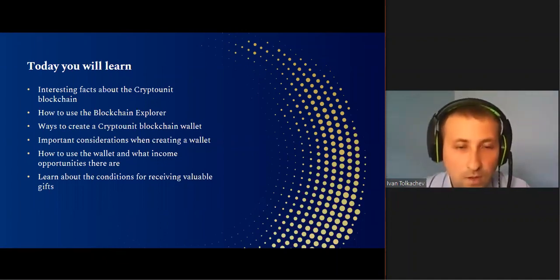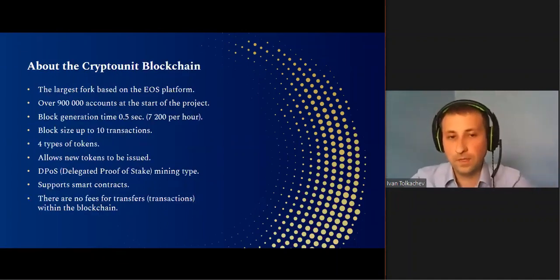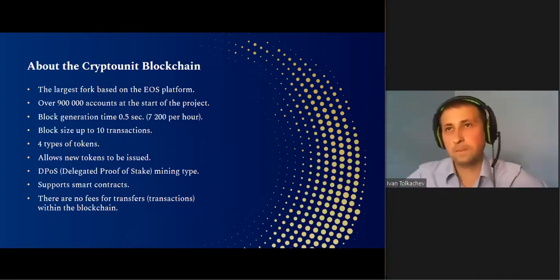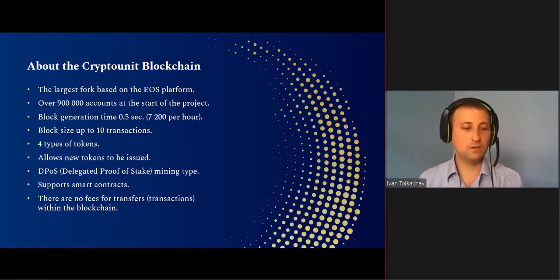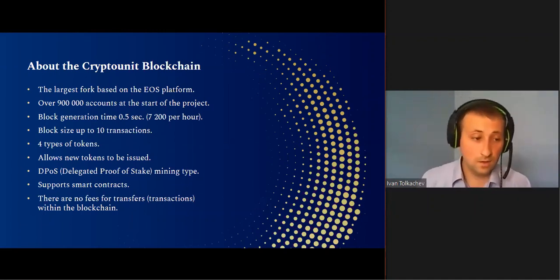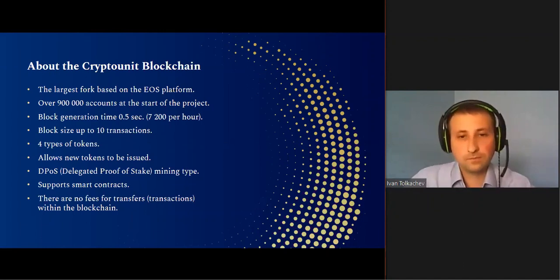Let's start. What is Cryptounit blockchain? Next slide, please. You've already heard that it is based on the EOS platform. In session 1, you were introduced to 3 blockchains: Bitcoin, Ethereum, and EOS. So this is the so-called generation of blockchain technology. And like any technology, with every new generation, it develops, evolves, becomes quicker and faster, more efficient, and there are more and more opportunities and capacities.